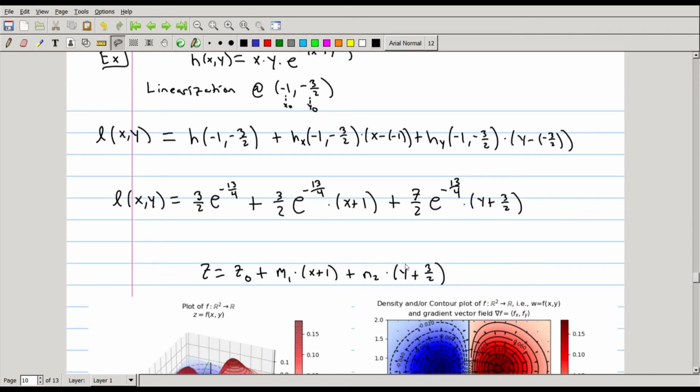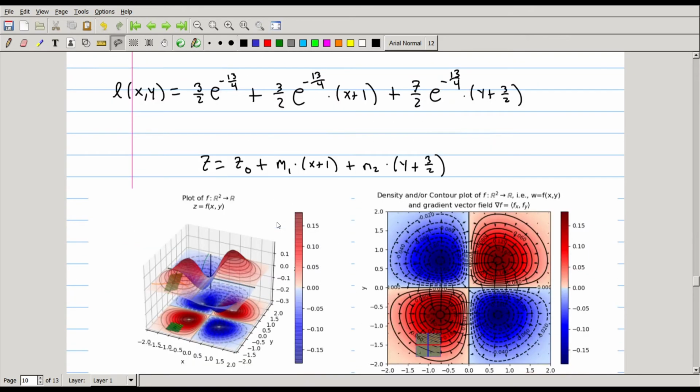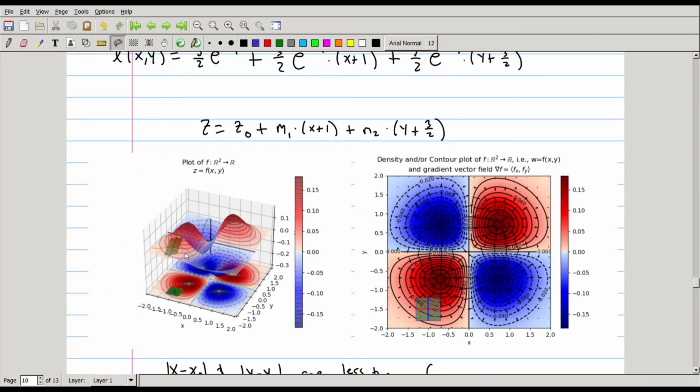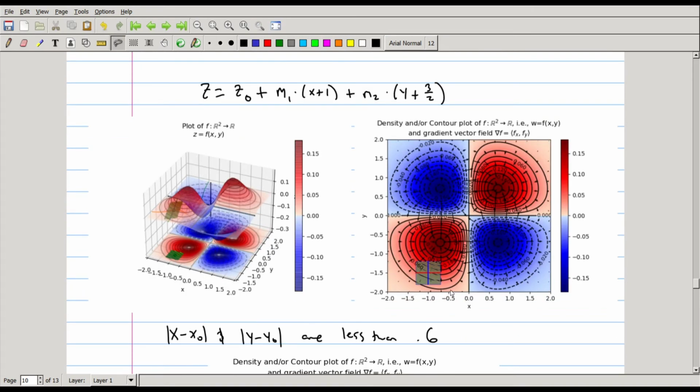So this gives us the following equation for a tangent plane, which linearization is really in some sense the same thing as the tangent plane of a function of two variables. And we showed this plot before of the tangent plane. So let's zoom in on this linearization region and see how the function behavior compares to the linearization behavior. We're going to zoom in on this box right here. The domain for our tangent plane is for x minus x naught and y minus y naught both less than 0.6.